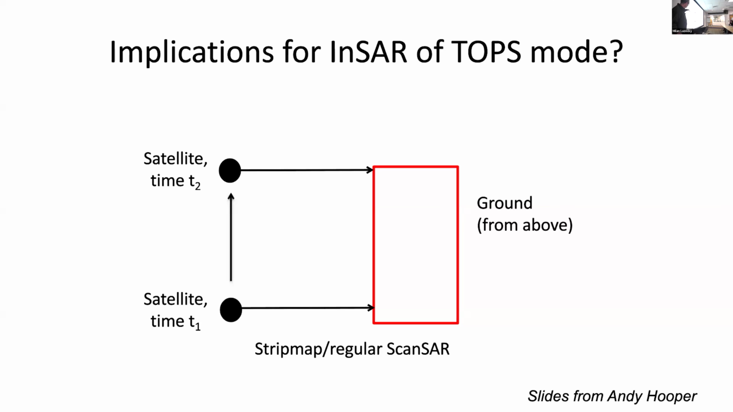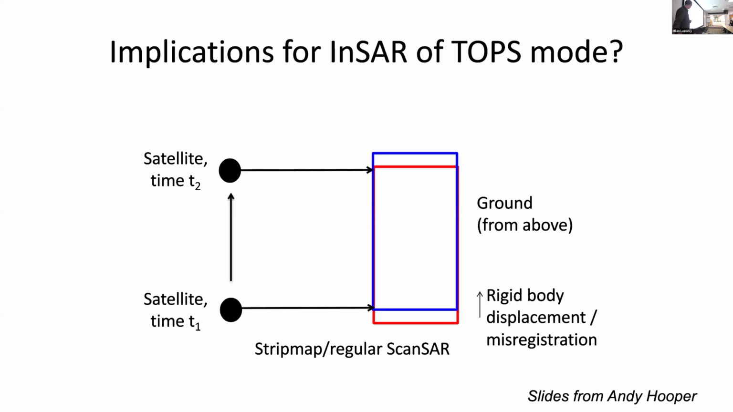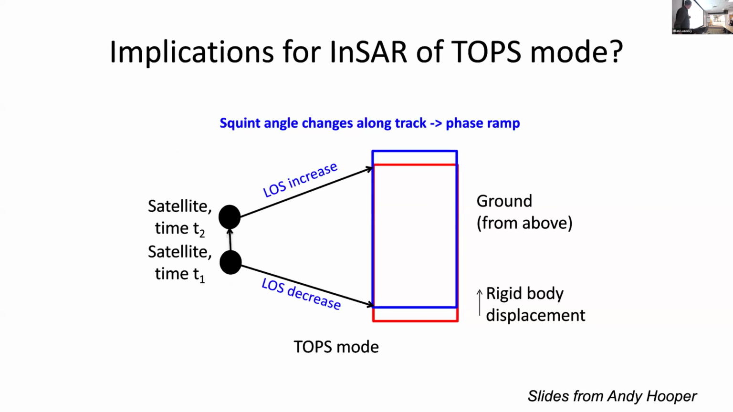If you're in conventional strip map, ordinary imaging mode, or regular ScanSAR, then we're always looking in this direction, kind of perpendicular to the direction of travel. So if the ground moves, or if you didn't quite register the images properly, then it doesn't really matter. It doesn't affect the phase at all, so it doesn't change the line of sight distance. If you're doing TOPS mode, where you're sweeping backwards and forwards, this angle here is called the squint angle. That squint angle is changing.